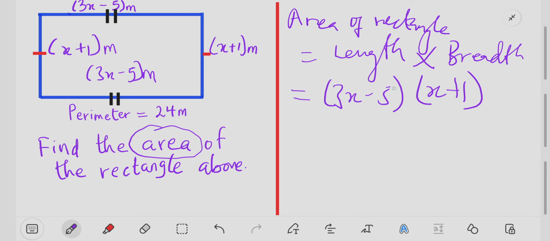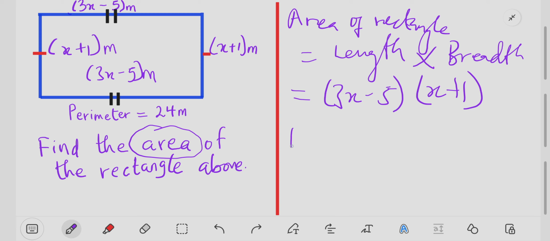Now, we're supposed to get our area as a figure, not as an expression. So we need to find the value of x based on the information given in the question. After finding the value of x, you just substitute it into this expression to get our final answer. So how do you find the value of x? We come back to the question.